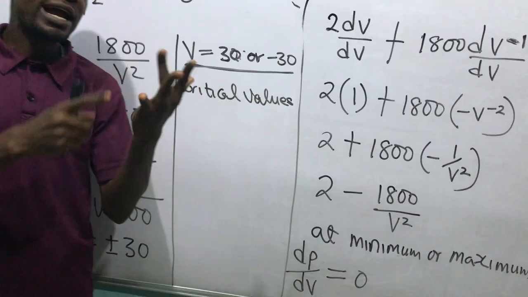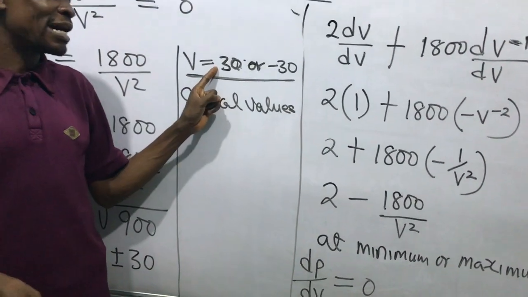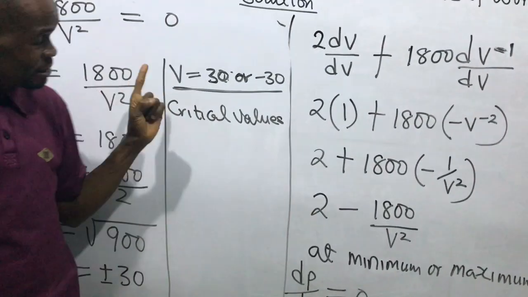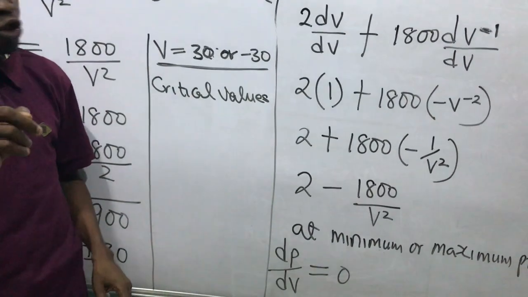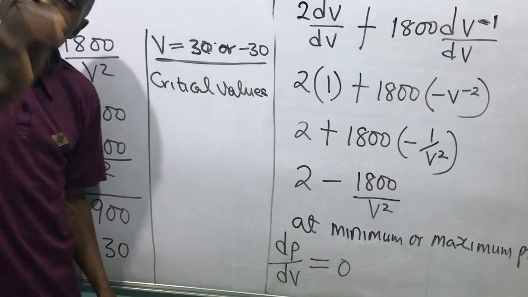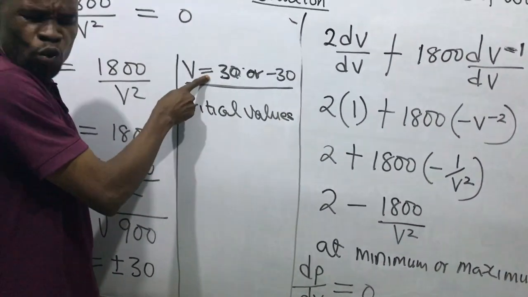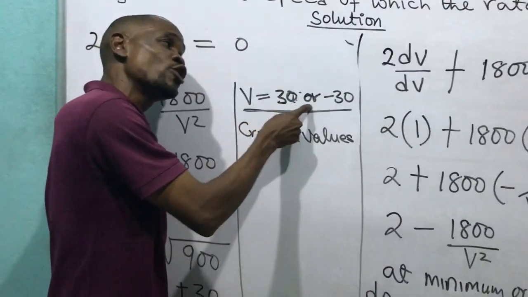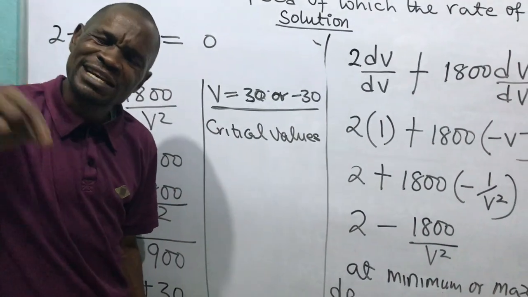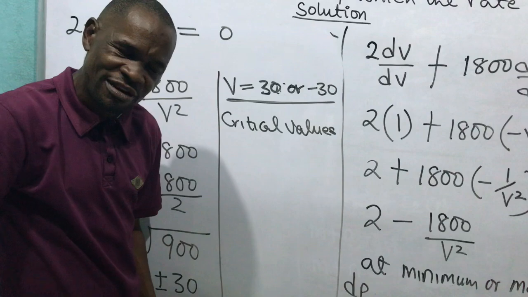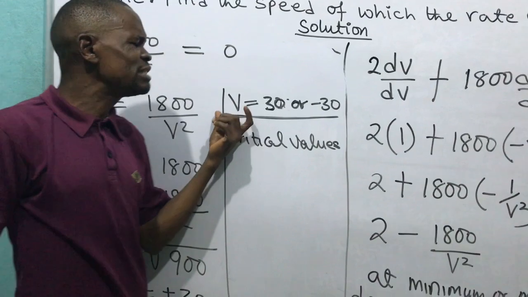We have how many tests? We have first derivative test and second derivative test. If this critical value is only one value, that I have as my critical value, I'm going to use first derivative test. But since it's not only one value, it has two values, look at 30 or minus 30. That means I'm going to use second derivative test. I think I made myself clear. I'm using second derivative test on this to test the nature of this velocity.